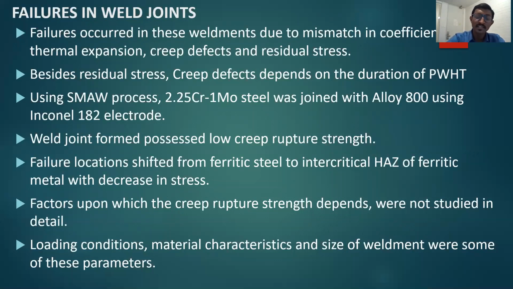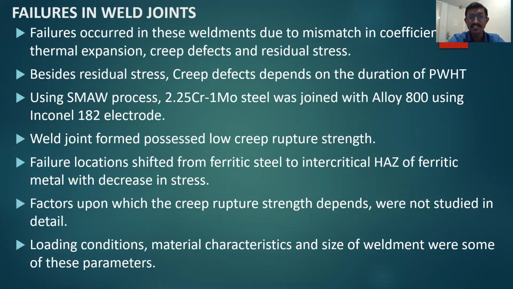In order to study the creep defects influenced by the post-weld heat treatment, an experiment was conducted using the shielded metal arc welding process, where a ferritic steel was joined with an alloy 800. Here the weld joint developed low creep rupture strength. It was also observed that the failure location shifted from the ferritic base metal to the intercritical heat affected zone of these metals.